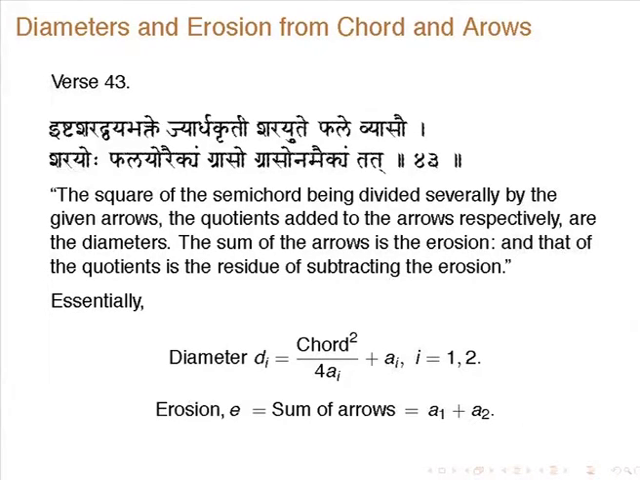Ishta sharadvaya bhakte jharda kruti sharaphale yutau vyasau sharayoha falayoraikyam grasonamaikyam tat. The square of the semichord being divided severally by the given arrows, the quotients added to the arrows respectively are the diameters, the sum of the arrows is the erosion, and that of the quotients is the residue of subtracting the erosion.